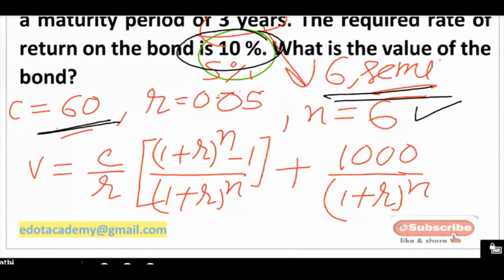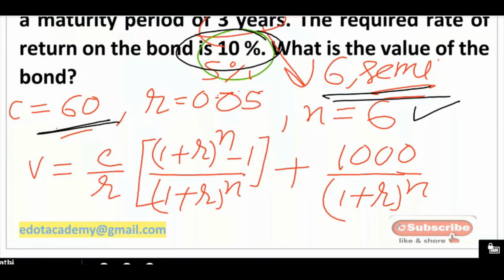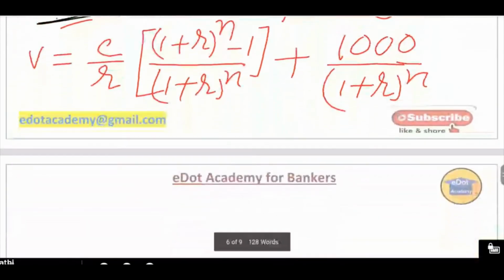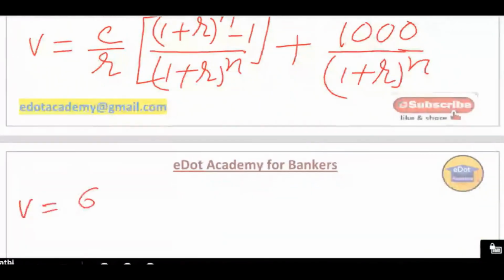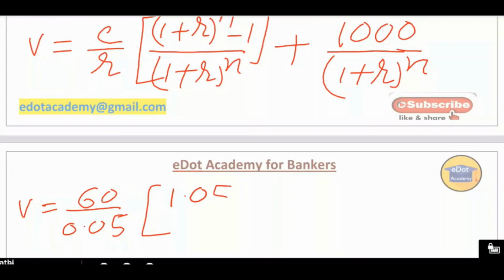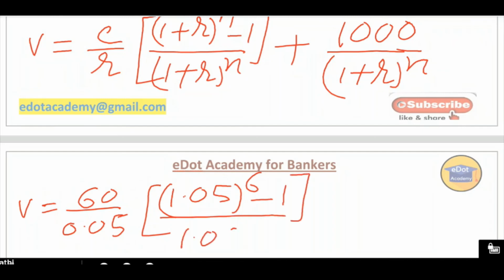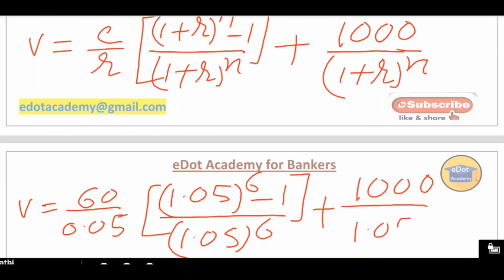Now put all the values here. C is equal to 60 rupees. The rate of interest is 0.05, so 1 plus 0.05 gives 1.05. So V equals 60 by 0.05, into 1.05 to the power 6 minus 1, divided by 1.05 to the power 6, plus 1000 divided by 1.05 to the power 6.